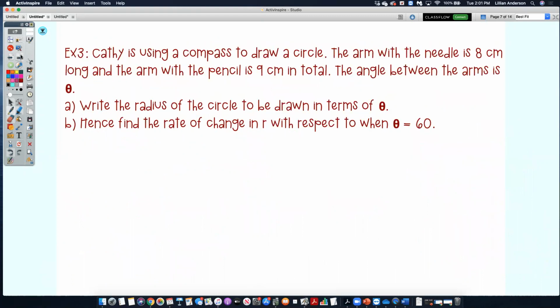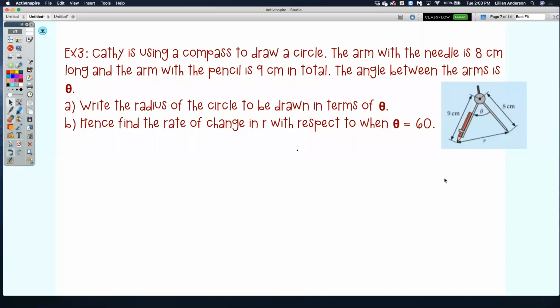Here's the last one. Kathy is using a compass to draw a circle. The arm with the needle is 8 centimeters long, and the arm with the pencil is 9 centimeters long. The angle between the arms is theta. So there's a compass. Remember, one side is the pencil, one side is the point. You open it up, that's how big your circle is going to be. It says to write the radius of the circle to be drawn in terms of theta. How do we do that?